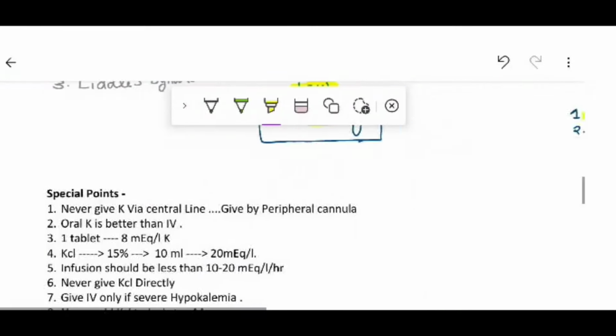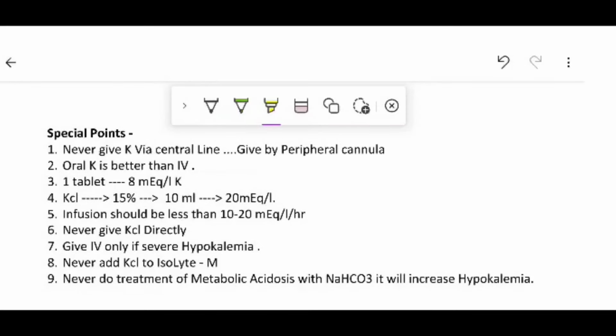Now some special points which are very important for you guys. Whenever you correct hypokalemia, you always give potassium chloride from a peripheral cannula, not by a central line. Oral potassium is always better than IV. When you give oral potassium, one tablet includes 8 milliequivalents of potassium. And if you give IV potassium chloride, its concentration is about 50%, and that ampule is of 10 ml, and this 10 ml includes 20 milliequivalents of potassium.